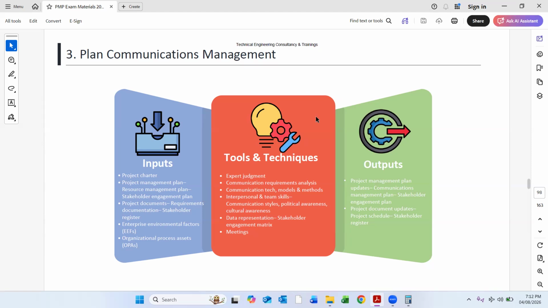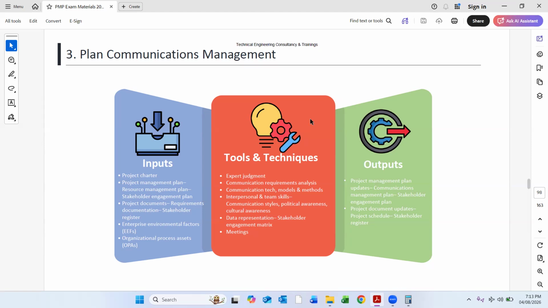And what are the outputs? We will have a proper communication management plan and project management plan. We will properly update it. We have a stakeholder engagement plan. Then we can have project document updates. The updates are the weekly reports, the weekly presentations, and the monthly reports.